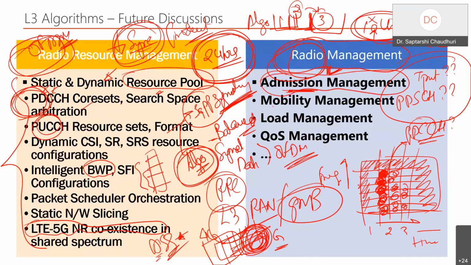Then comes mobility, like our old philosophy of handover: how best you can write your handover algorithm. And here we have experimented with all sorts of AI/ML algorithms. It's easy to work with, and a lot of good papers have come out in the last 2 years on the mobility management aspect of it, meaning how best you play with the handover scenario. Then the load management, and the quality of service.